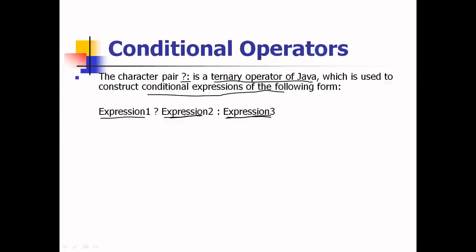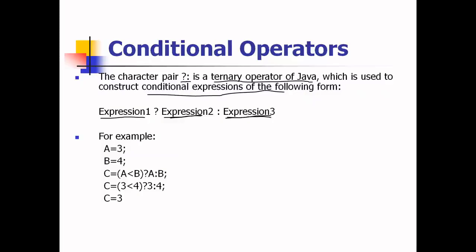Means if the first expression is true, expression 2 is executed, otherwise the expression 3 is executed. Now let us look at one example. So this is also a two-way decision making statement. Okay, example, suppose we have a variable a with a value 3 and variable b with a value 4.